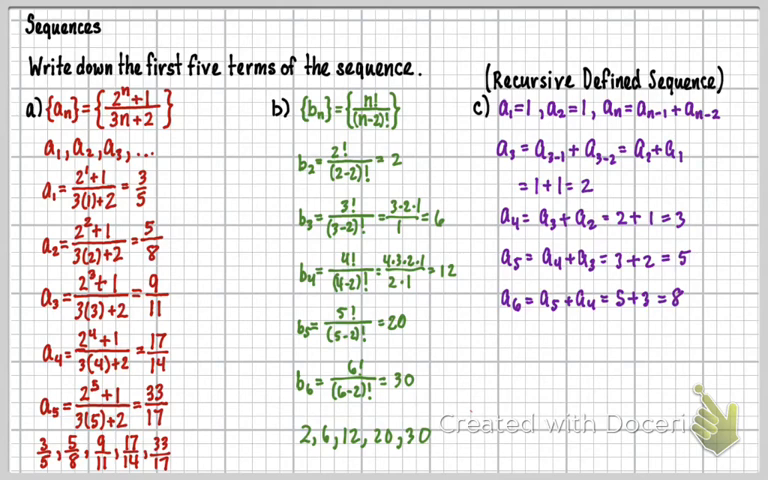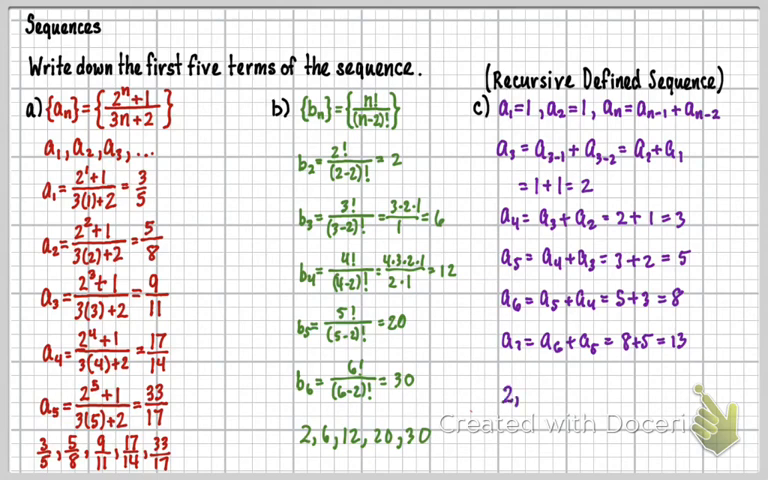And that's not quite 5 yet for me because I can't count the first two. They were given to me. So I'm going to do one more. So A7, that's going to be A6 plus A5, and that's going to be 8 plus 5, which is 13. And I can keep going through this process here, but I don't need to. I just need to do the first 5 terms.